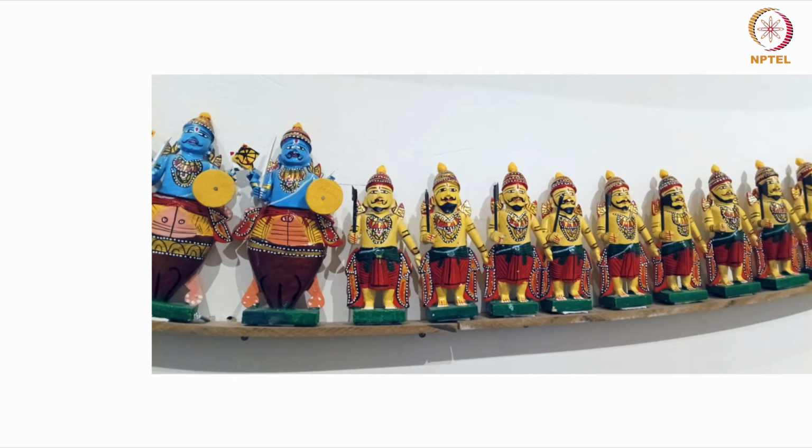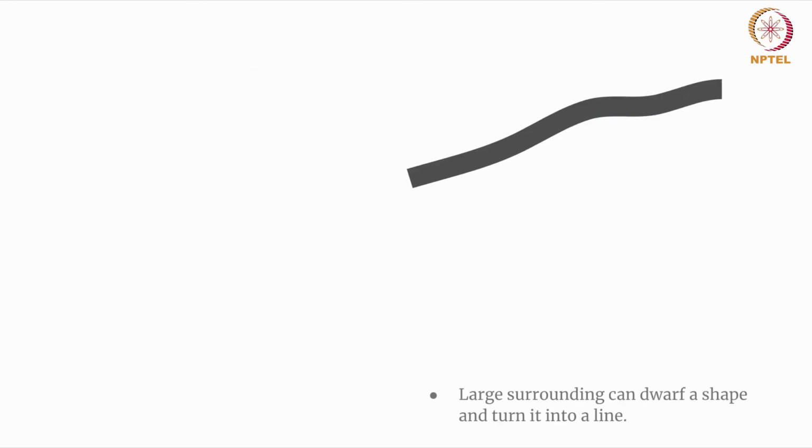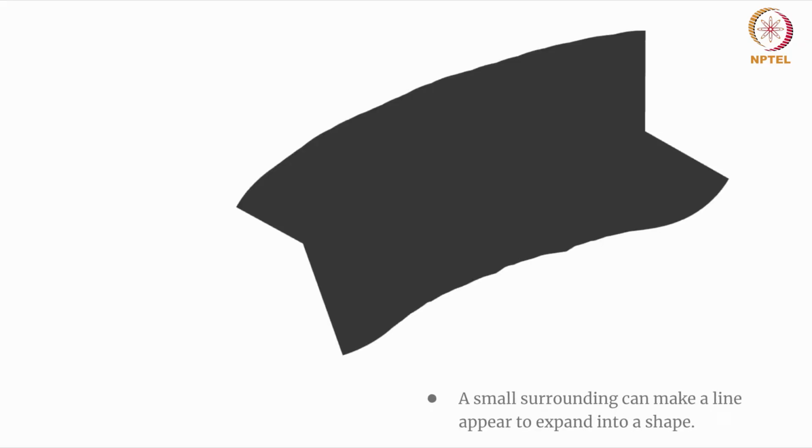When we zoom into a specific part of it, from a line it shifts and takes the characteristics of a shape, and in some sense you can say a form. That means a large surrounding can dwarf a shape and turn it into a line, right? Or a small surrounding can make a line appear to expand into a shape. Let us see a few more examples to understand this in a better way.